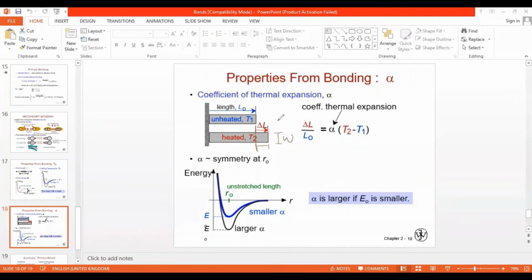The width will also increase. At the end, you will have a delta W added. If this is your initial width, then after heating this would be the width. There will be a smaller part, delta W, that is the increase in the width.